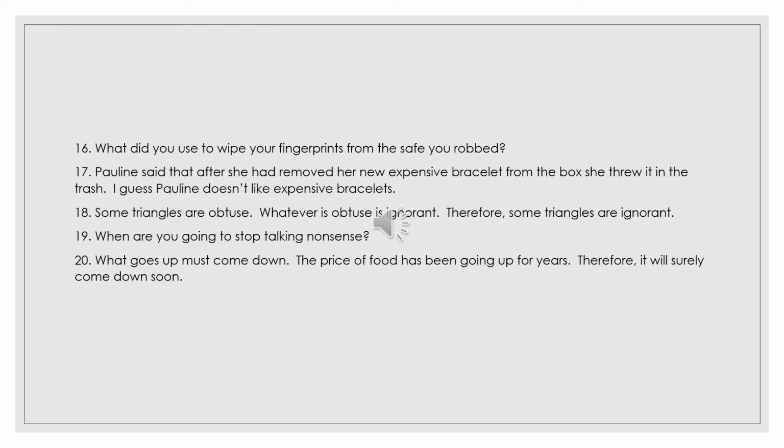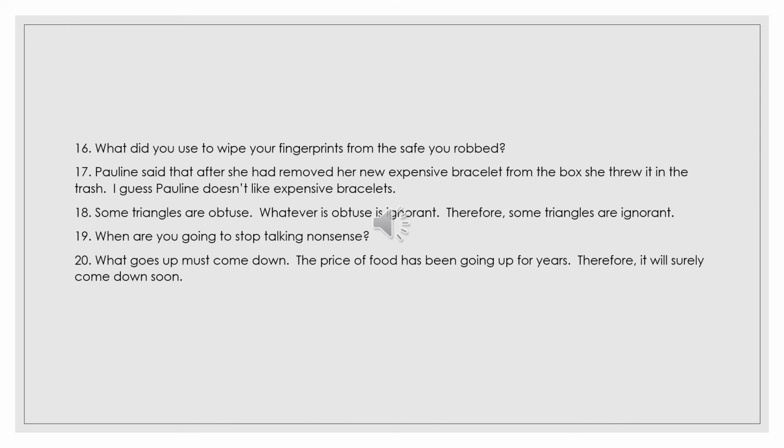Some triangles are obtuse, meaning they have an angle greater than 90 degrees. But the word obtuse can also mean ignorant, and that's what the second statement says. Whatever is obtuse is ignorant, and therefore some triangles are ignorant. Well, that literally makes no sense and can only be determined to follow if we change the meaning of obtuse from the first to the second meaning. So that's equivocation. And 20 is probably also best seen as an example of an equivocation.